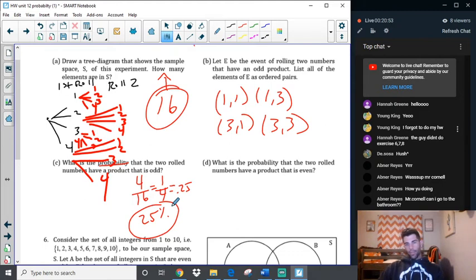And then it says, what is the probability that the two whole numbers will have a product that is even? Well, then if you have a 1 in 4 chance of being odd, then every other chance has to be even because you're either odd or you're even. So if it's a 1 in 4, then 4 minus 1 is 3. So 3 out of 4. And that's your answer.